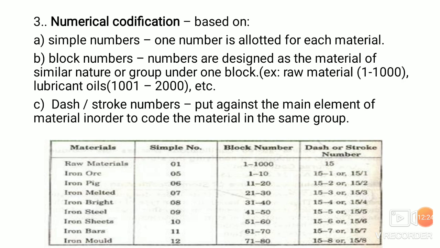The next one is the dash or stroke number. It is put against the same element's material and encodes that material in the same group. For example, if we give a dash or stroke number of 15 for raw material, then iron ore, again a raw material, will be 15 hyphen 1 or 15 bar 1. Likewise iron pig is 15 hyphen 2 or 15 bar 2, since all of these come under raw material. So this is a dash or stroke number.